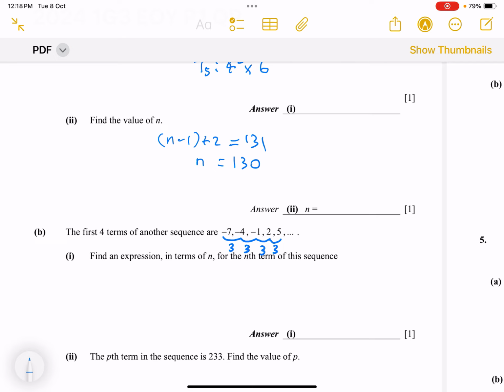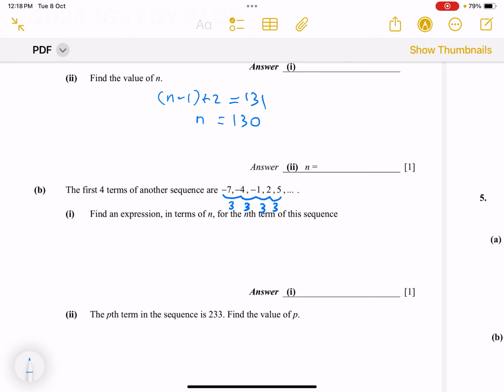Now we have another sequence, and whenever we look at a sequence of numbers, the first thing to do is to find out the difference. So the difference is 3. So since it's consistently adding 3, therefore it follows the formula. Tn is the first term, which is minus 7, plus the difference times n minus 1. Now your answer must be simplified. So when we simplify it, we have 3n minus 10.